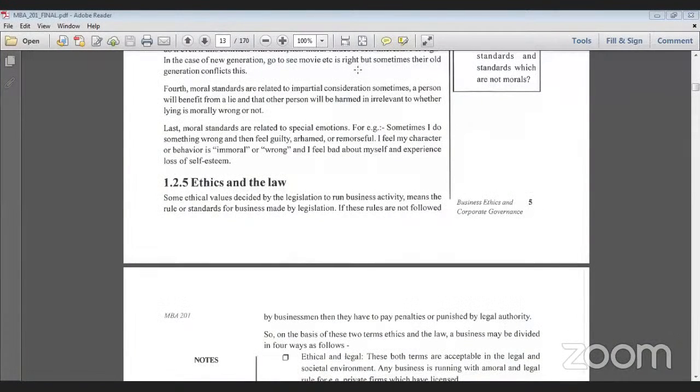Okay, so we are going to discuss business ethics and the law. Some ethical values are decided by legislation to run business activity, meaning the rules and standards of business made by the legislation. If these rules are not followed by businessmen, then they have to pay penalties or punishment by the legal authorities.